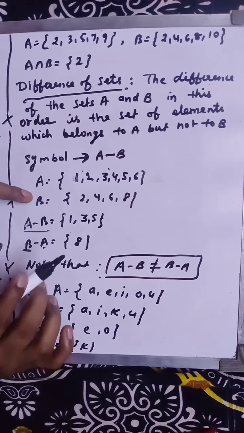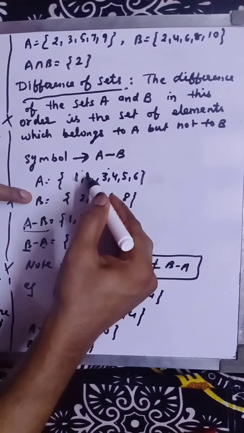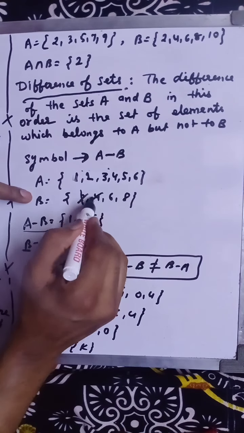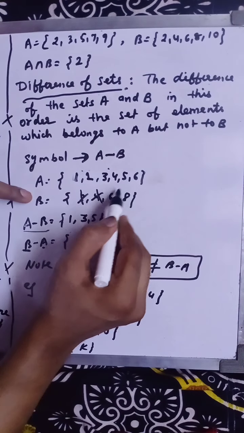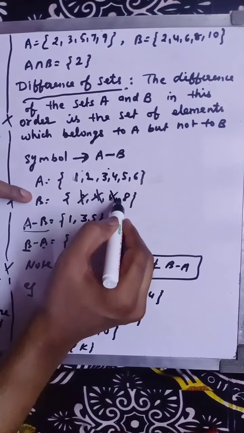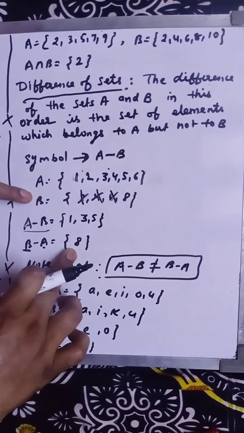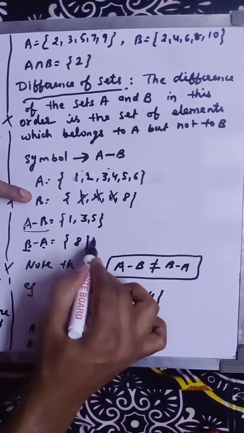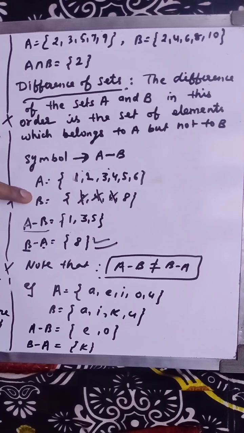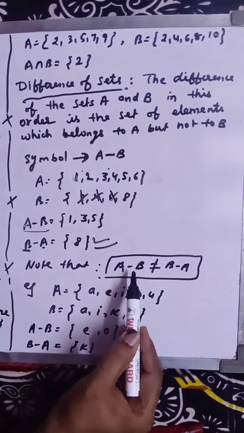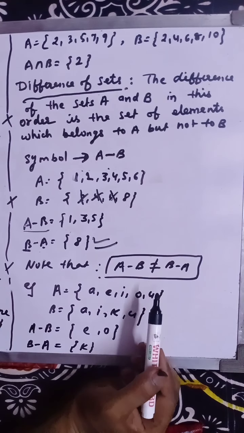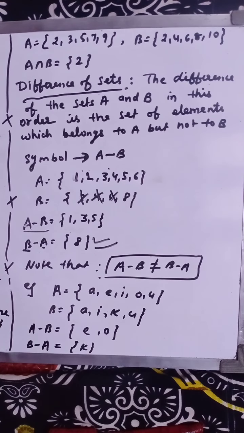Now how can you cut? See, 2 is there, yes, so you have to cut 2. 4 is also there, you have to cut 4. 6 is also there, so you have to cut 6. 8 is not there, so you have to write 8. The element which is not cut, you have to write in B minus A, that is 8. So this is your B minus A. From here we can see that A minus B is not equal to B minus A. Got it? Now we are taking another example here.